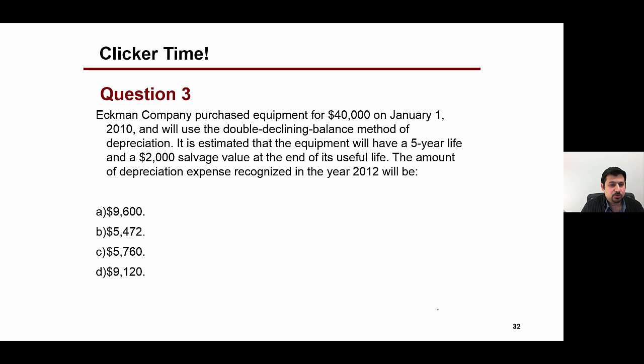So here we need to more or less create the table, basically the depreciation schedule. The cost is 40,000. Remember, with the declining balance, we use the cost and not the depreciable cost. So here we use 40,000. We multiply it by the double declining rate. Double declining rate is 40% because it is a 5-year life. So here the rate.